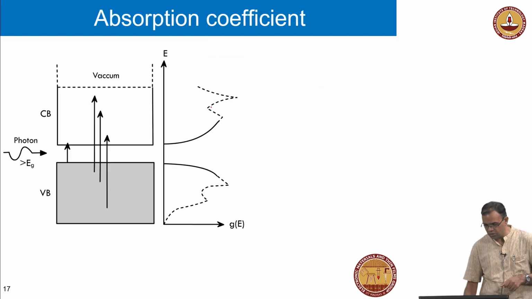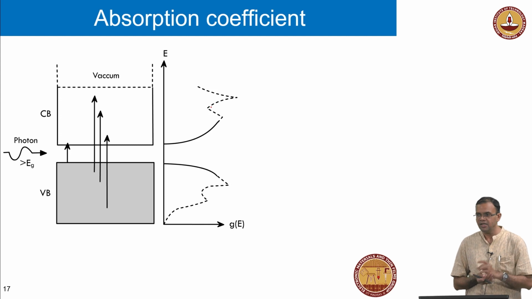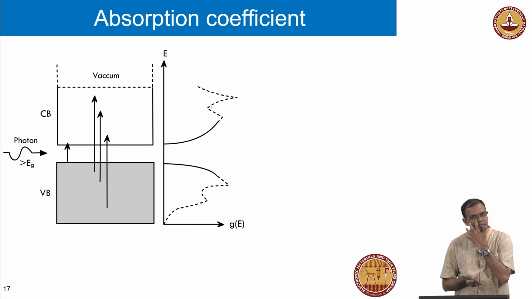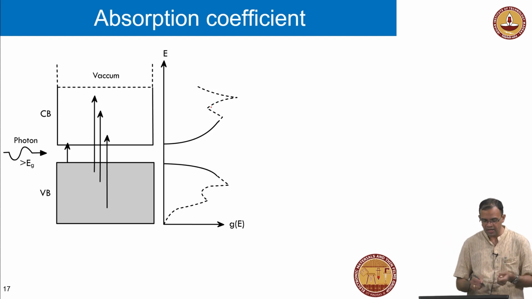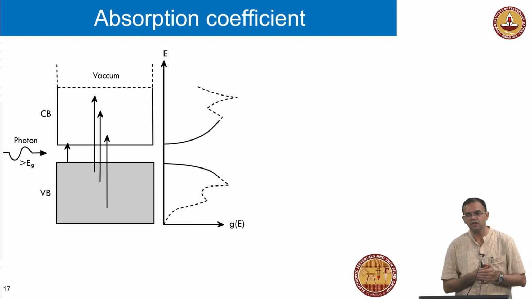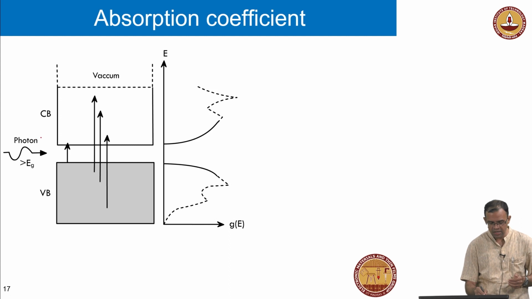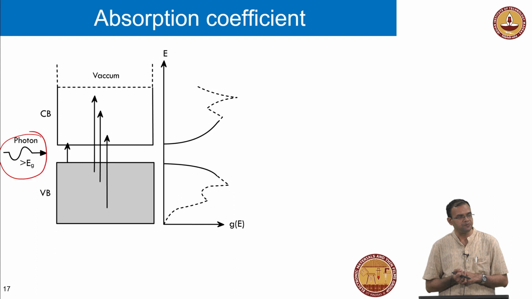So when we think about absorption, whenever we shine light on a semiconductor, as long as the energy of the light is greater than the band gap, we say that the light is absorbed and electrons go from the valence to the conduction band, right? So that's the most general picture. Light falls, electrons take that energy and jump to the conduction band, and this happens only when the energy of the photon is greater than the band gap.